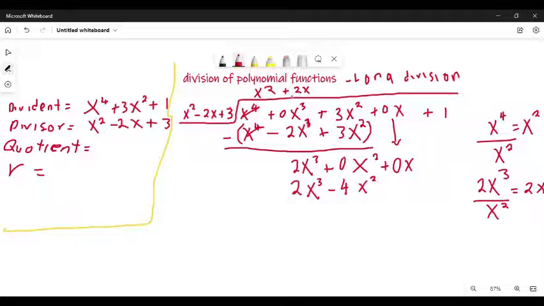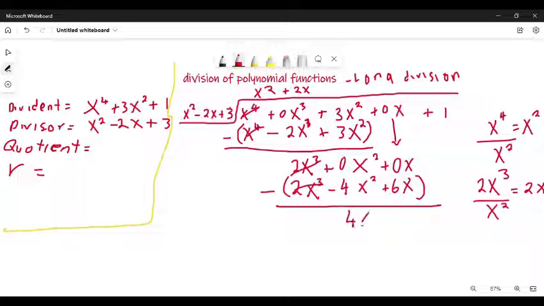Then 2x by positive 3 is just positive 6x. Then you put these in brackets. When you subtract, this will be equal to 0. This will give you 4x squared. Then this will give you negative 6x. Then you drop your remaining number there, which is positive 1.